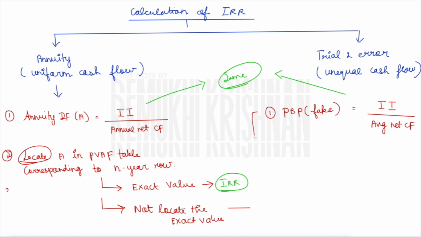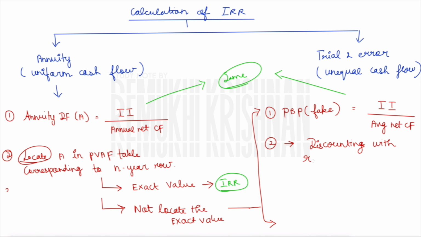So now what happens if I am not able to locate the exact value? Then I am going to use the trial and error method steps to find my internal rate of return. So the second step under the trial and error method is, since it is a trial and error method, I am just going to work this sum on a trial basis.